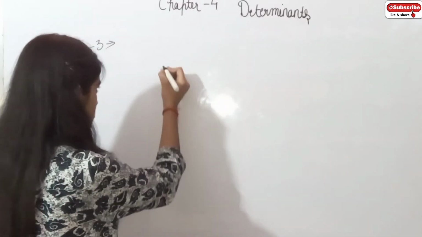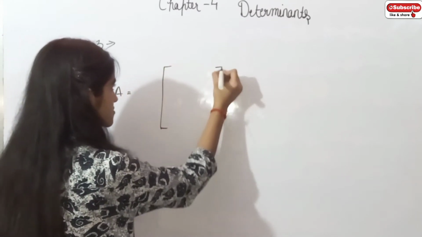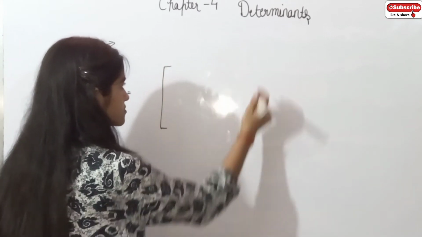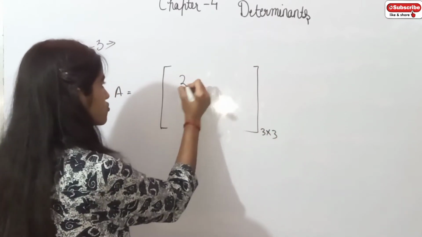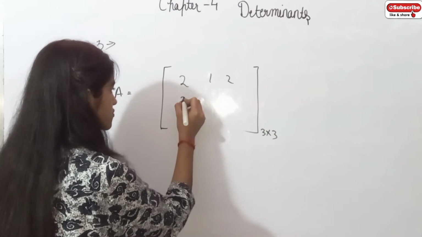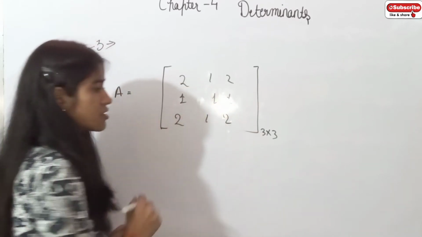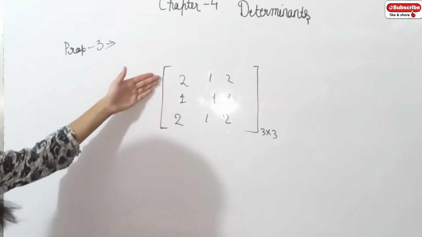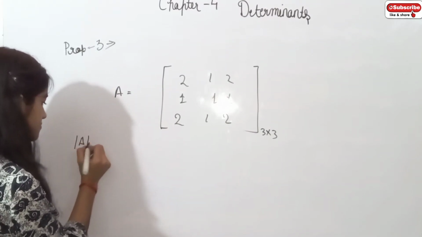What I am trying to say is that suppose A is a matrix of order 3 cross 3: 2, 1, 2, 1, 1, 1 and 2, 1, 2. What you can observe here is that row 1 is equal to row 2. And now we are going to find the value of the determinant.